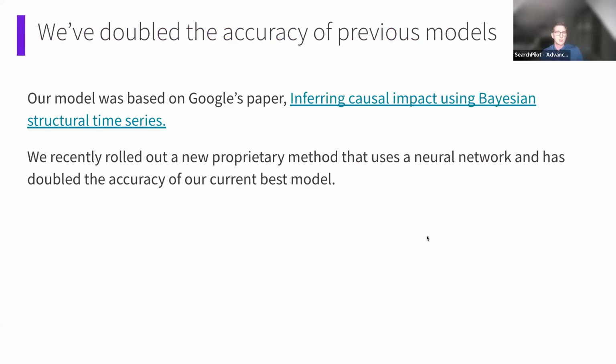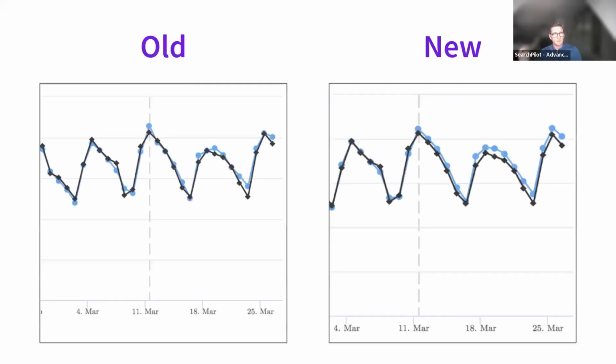Now, another thing to mention is if you do any SEO testing research, you probably find most people are using Google's paper called Inferring Causal Impact using Bayesian Structural Time Series. SearchPilot used to use this. Years ago, we moved a few years ago to our own neural network model, which actually doubled the sensitivity of causal impact. And what that looks like in reality is the old version on the left here.